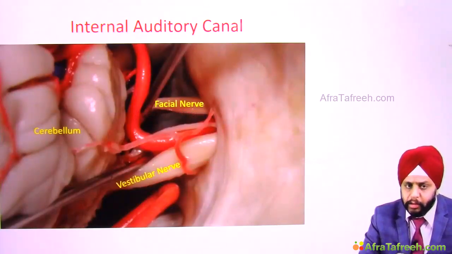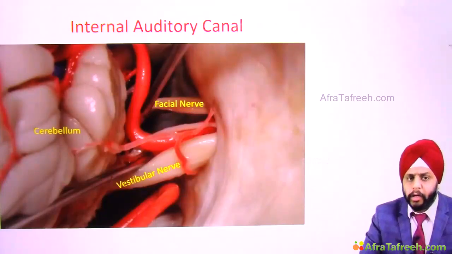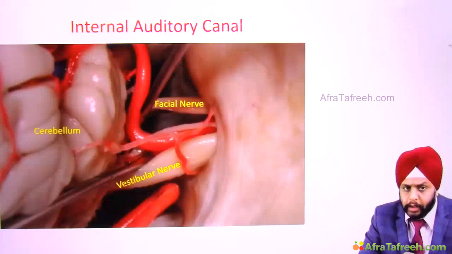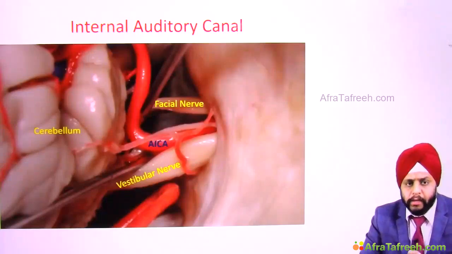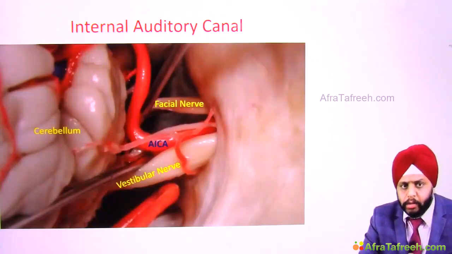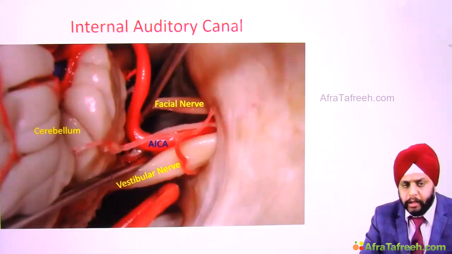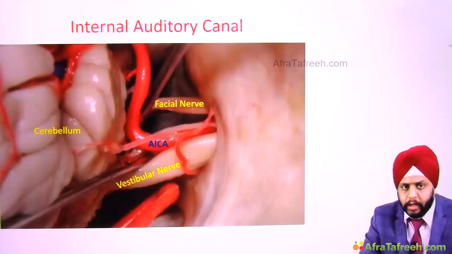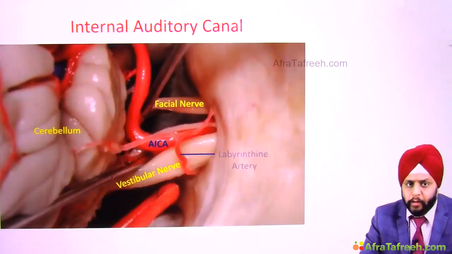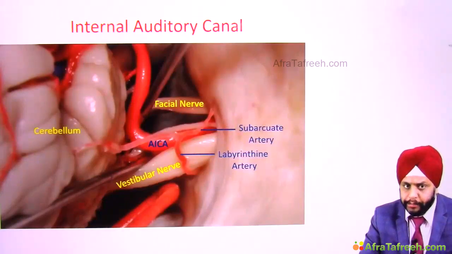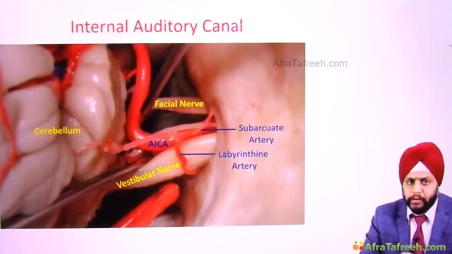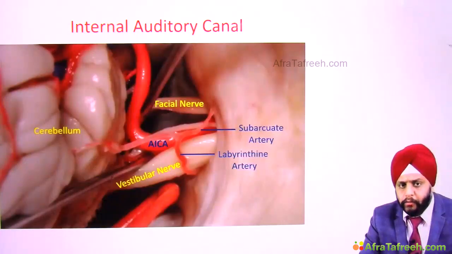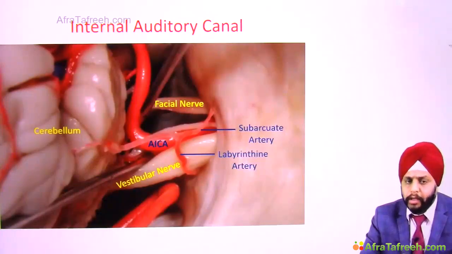This is the vestibular nerve. Remember, we have the vestibulocochlear nerve, so this is the vestibular part of the 8th nerve. What else can we see? We can see the AICA, the anterior inferior cerebellar artery that arises from the basilar artery. From here we can see the labyrinthine artery coming out, and we can also see the subarcuate artery. These are the structures visible over here, entering into the IAC.